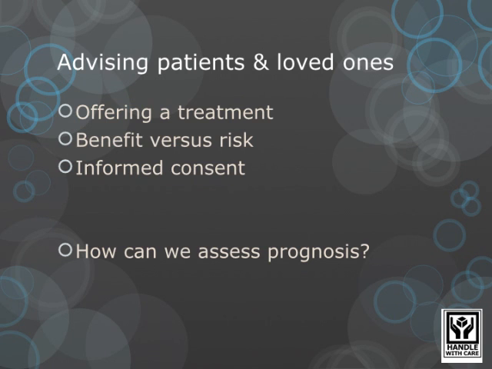So when I use frailty, I'm able to advise patients and their loved ones. I'm able to look at the treatment that's offered, weigh the benefit and the risk, and get informed consent. Now, of course, we're supposed to do that for everybody, right? But how do we do that when we're looking at somebody who's frail?